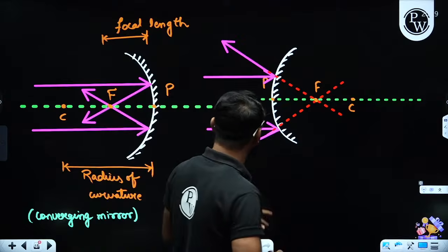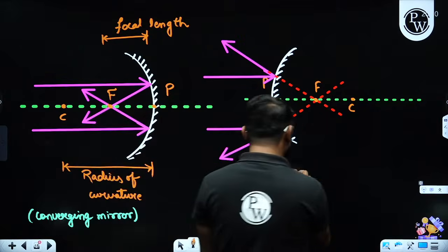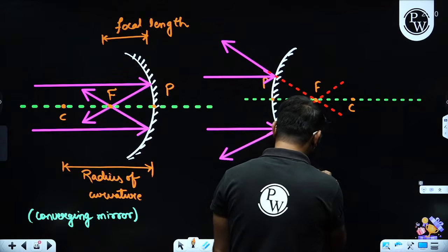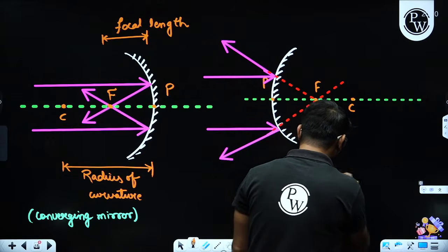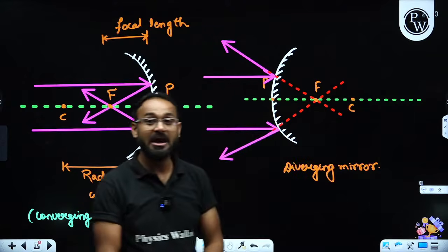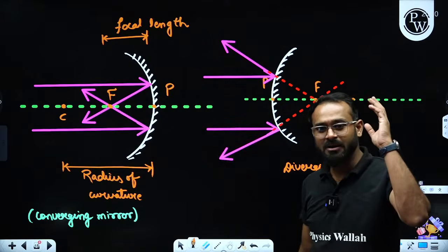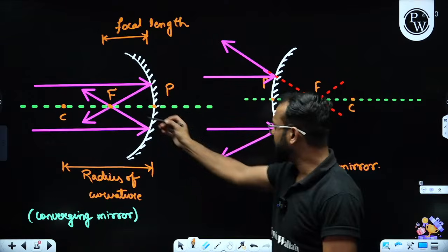Now the light rays are diverging. What is the nickname? Sir, this will be known as the diverging mirror. Another name of the convex mirror is the diverging mirror. Is that clear to everyone about the focus? Yes, sir.